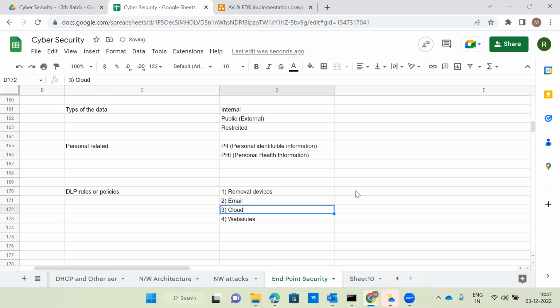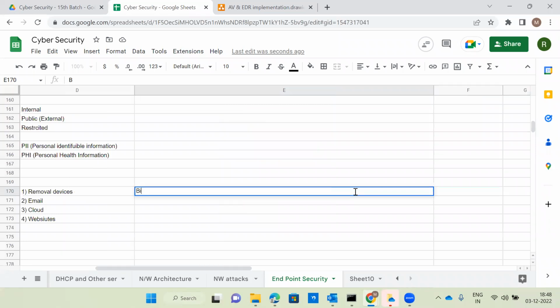Here we have to configure a bidirectional policy. So it may be from pen drive to laptop or laptop to pen drive. Laptop to pen drive is one direction, and in this environment pen drive to laptop is another direction. Bi means two ways, so bidirectional. One is laptop to pen drive, that is one way of copying. The second is pen drive to laptop, that is another way of copying. So we have to block bidirectionally.